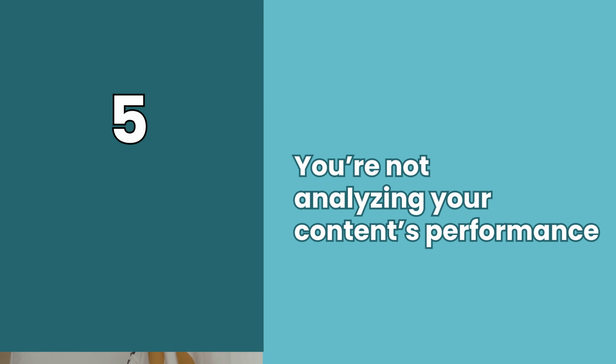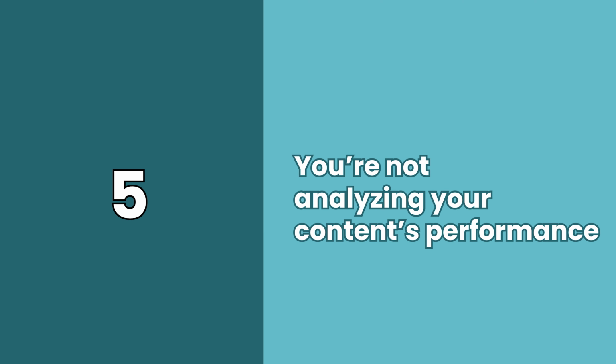And mistake number 5, you're not analyzing your content's performance. To succeed with your content strategy on Instagram, you need to be analyzing your content performance regularly. You need to understand which content is resonating more with your audience, what type of content is driving more engagement, what type of content is driving more sales, like clicks in your link in bio or DMs, and what type of content is just not working at all. So use your Instagram analytics to track your content's performance and adjust your content strategy accordingly.